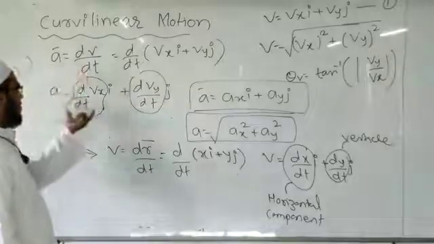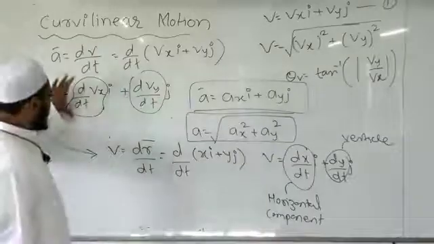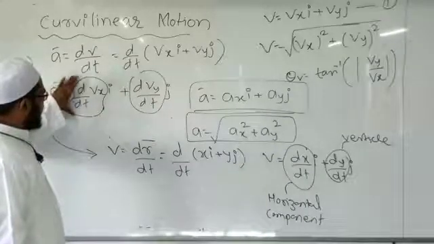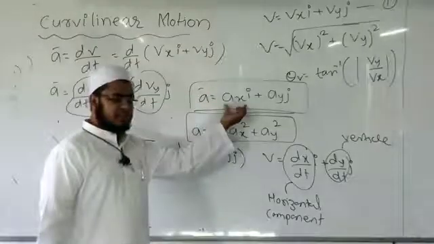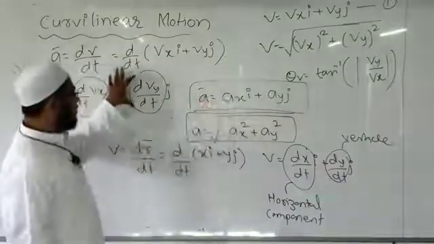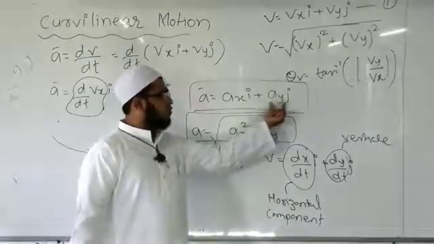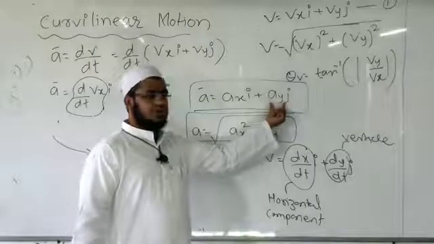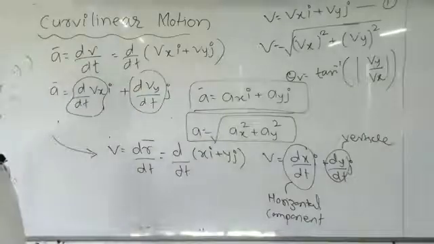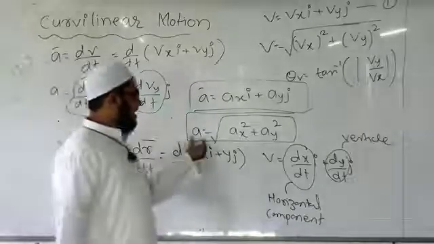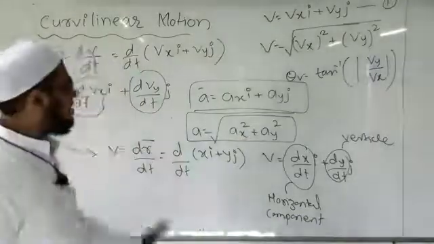I will differentiate dvx by dt and dvy by dt. This is the rate of change of the horizontal component of the velocity, which is the horizontal component of acceleration, ax. This is the rate of change of the vertical component of velocity, which is equal to the vertical component of acceleration. If I require the magnitude of acceleration, a equals the root of ax square plus ay square. These are the important formulas.